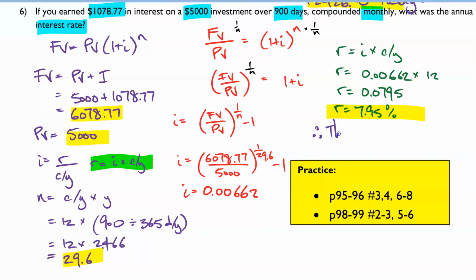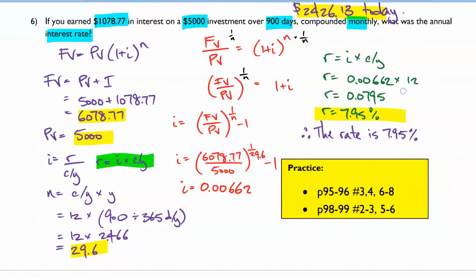Therefore, the rate is 7.95%. All right, there were a lot of little tricky steps to be careful about here. This is definitely a challenge for those of you guys who are up for it. If you got it, give yourself a big pat on the back and a big air high five from me because you deserve it. It was not easy, and the practice is right there.